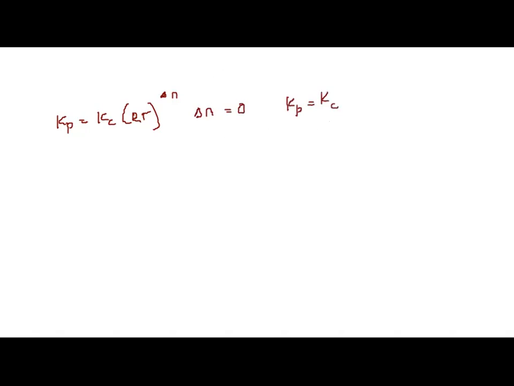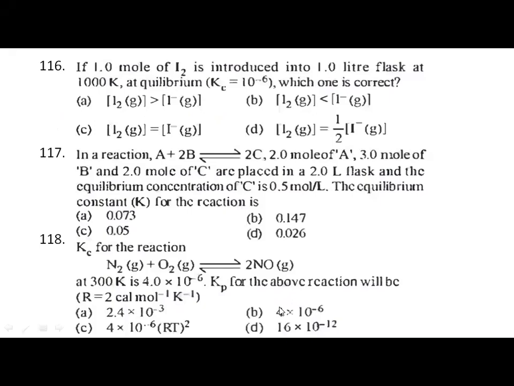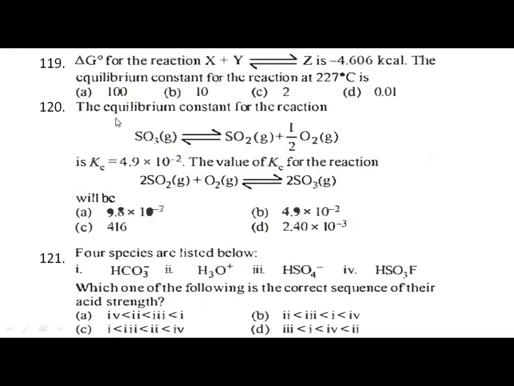So let us see which is the correct option. So how much is Kp? 4.0 into 10 raised to minus 6. It is equal to Kc. Therefore, see 2 minus 2 is 0. Delta N is 0 means what? Kp will be equal to Kc. Understanding?